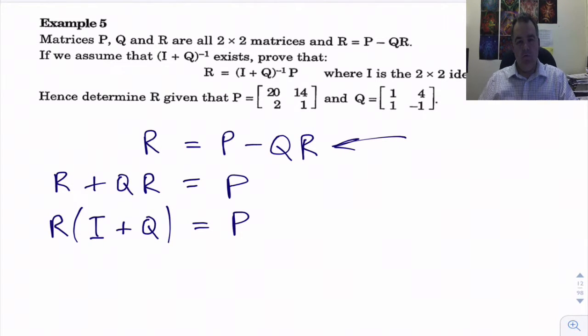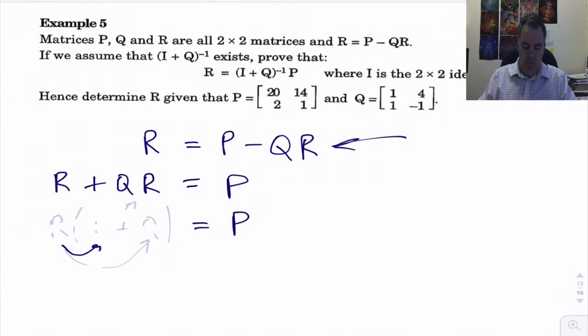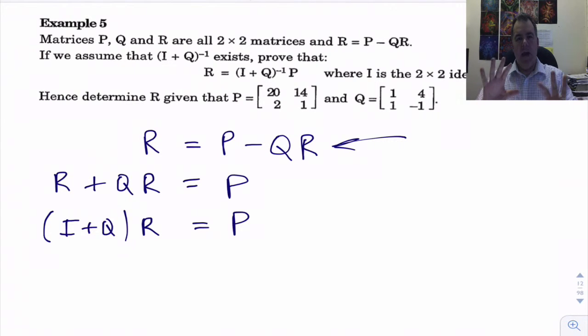Now, the problem with what I've drawn right there is it's wrong. The reason is, if we expand this, we get R times I, which is R, and R times Q, which is RQ, but we want QR. That's why it's really important that you do this the right way. So I'm going to write it like this: I plus Q and R at the back. It never mattered when you factorize normal algebraic terms or numbers whether you put it at the front or the back. Here it matters. Now that's correct. I times R is R and Q times R is QR. So that is correct now.